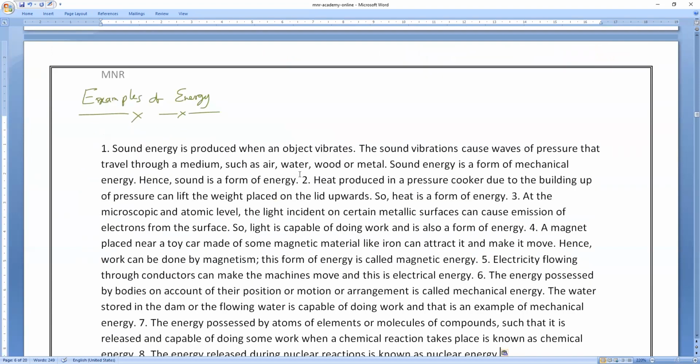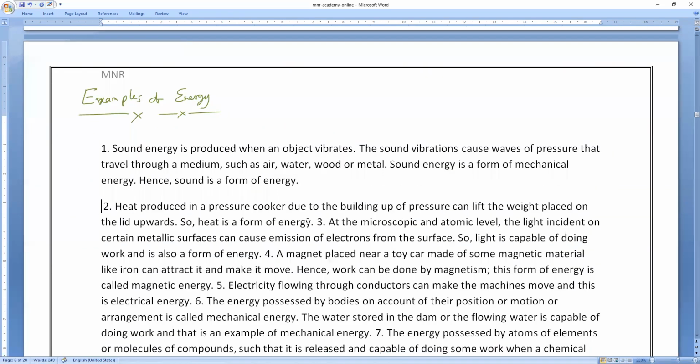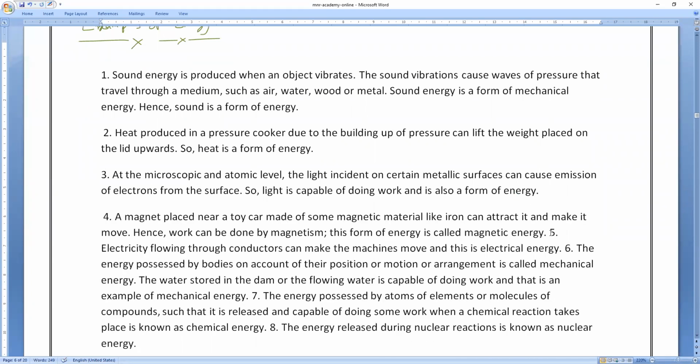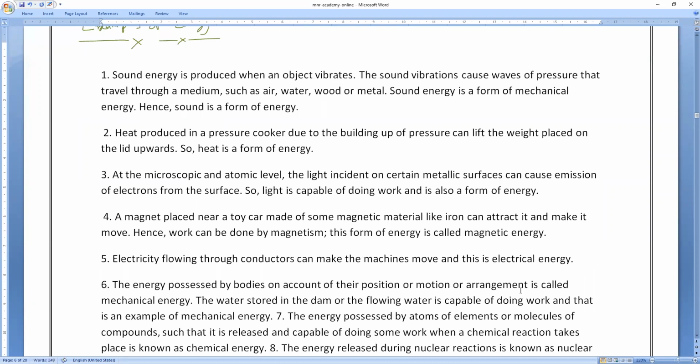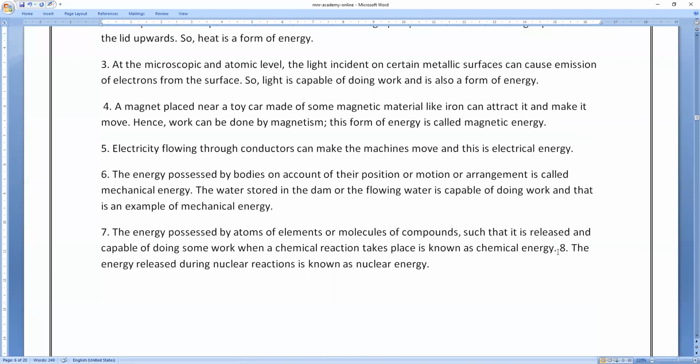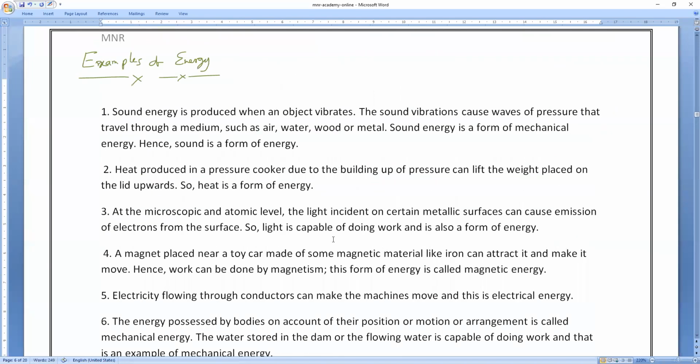If all of you observe very carefully, there are a few examples here, which are more than enough for us for studying. These are the examples of energy, which you can see one by one. Later you can write them. Totally, 8 examples are there. The first one is sound energy.